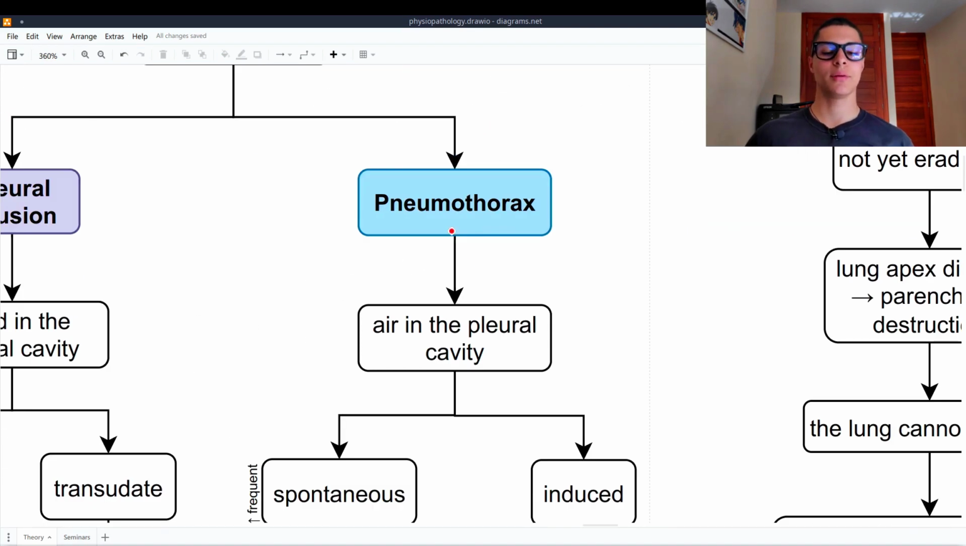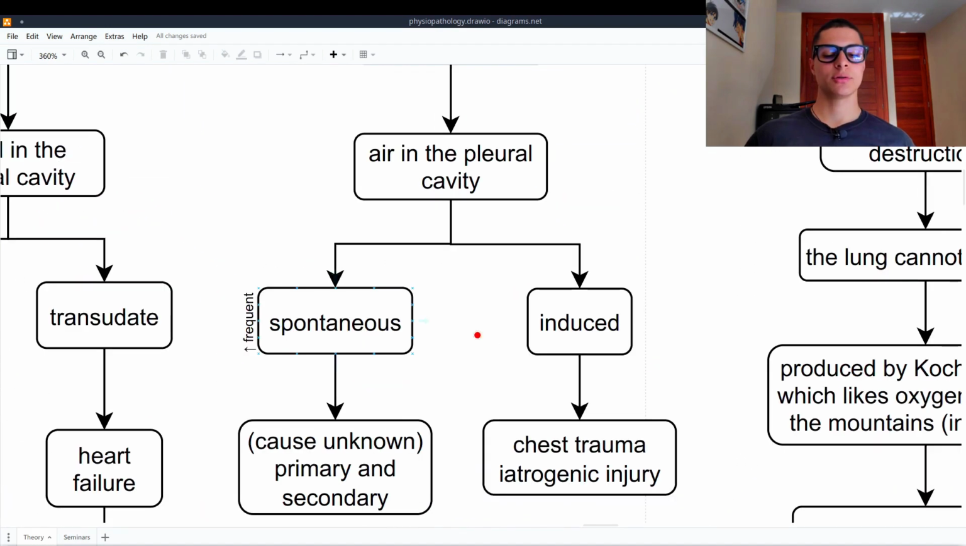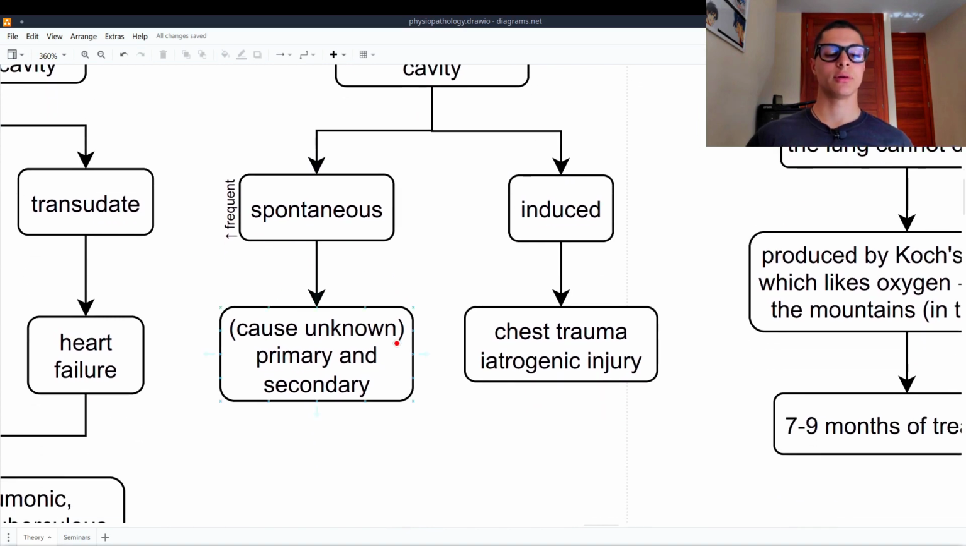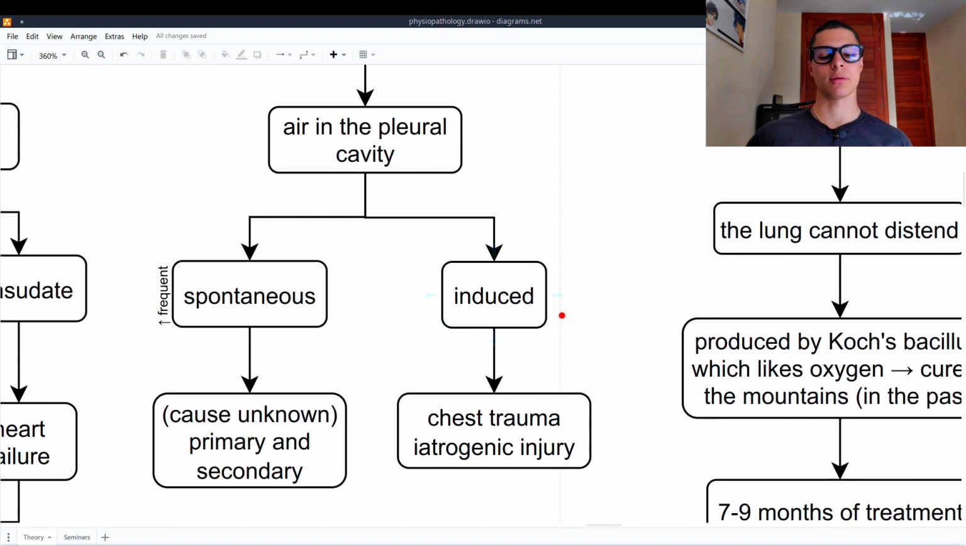On the other hand, we have the pneumothorax, which is air in the pleural cavity. So here liquid, here air. Spontaneous or induced. Spontaneous is the most frequent. The cause is unknown and it is separated in primary and secondary spontaneous cause. On the other hand, we have the induced ones, which are, for example, a chest trauma, iatrogenic injury.